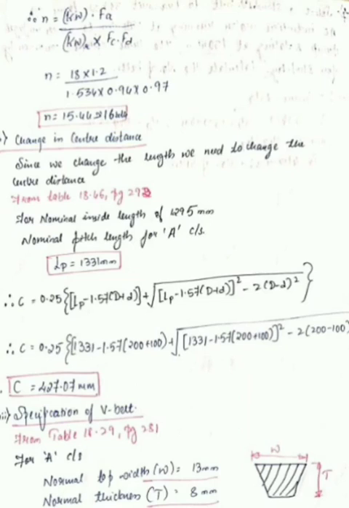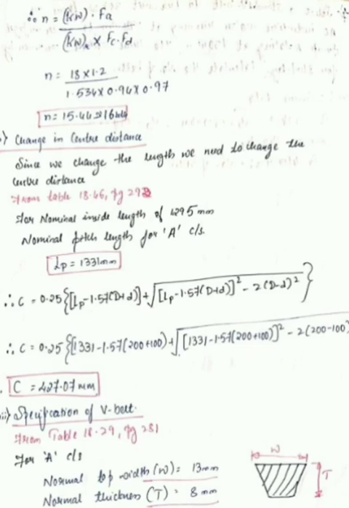Last step, change in center distance. Since we got the new length, a new center distance will be there. So from table 18.46, page number 292, for nominal inside length of 1295 mm, nominal pitch length for a cross-sectional area A, LP is equal to 1331 mm we got from the table. Substituting this length value in the center distance equation, we got C equal to 427.07 mm.